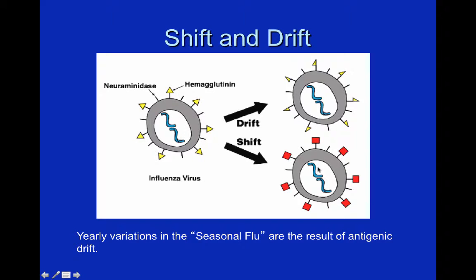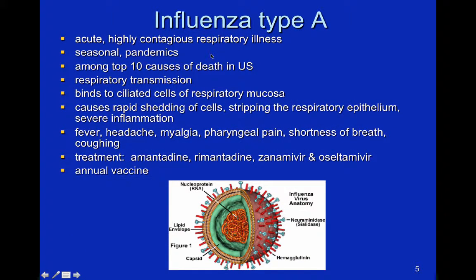Whereas in the case of shift, you have a completely new H, and this can be the result of homologous recombination or genetic recombination, whereby if you are infected, let's say, with two different types of flu virus, so H1N1 and H2N7, those two viruses could recombine to produce a novel virus with a new spike. So this is why every year there are new flu vaccines that have to be synthesized due to antigenic drift and shift.